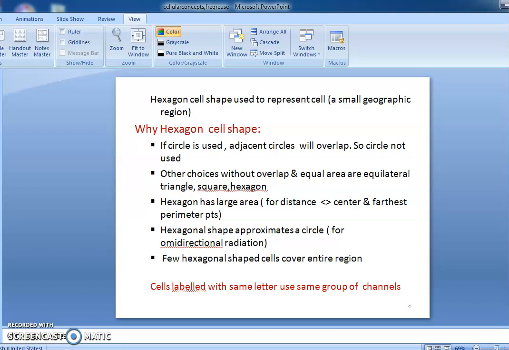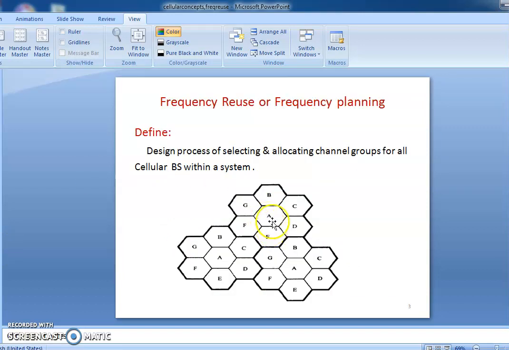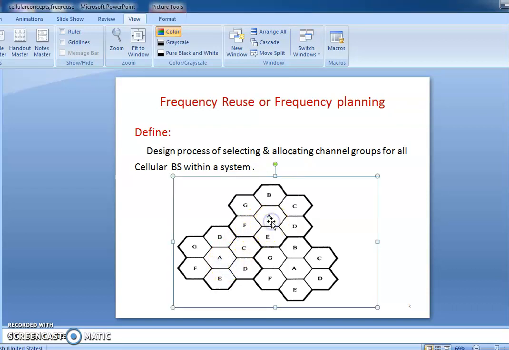So what is a cell? A small geographical region is called a cell. Then see, as per this diagram, here I have used a cell which has been named with the capital letter A. Similarly, there is another cell named with the capital letter A. This implies that they are named with the same letters, so this cell as well as this cell will be utilizing the same frequencies. But the cells G, B, C, D, F will be using different frequencies when you compare to their neighbors.